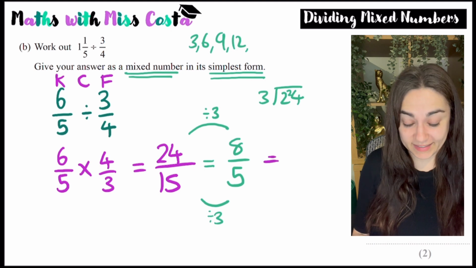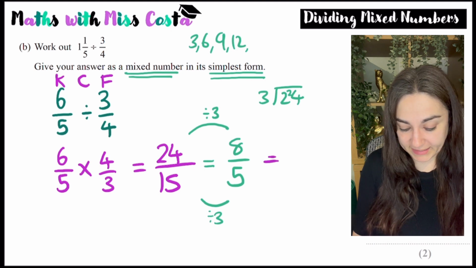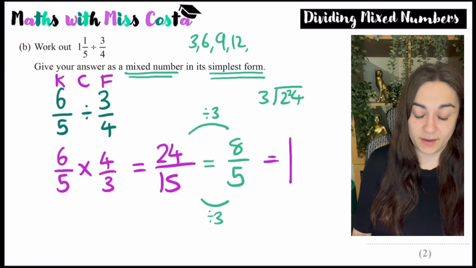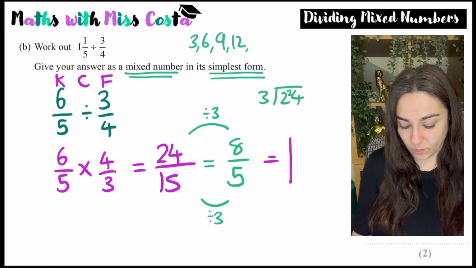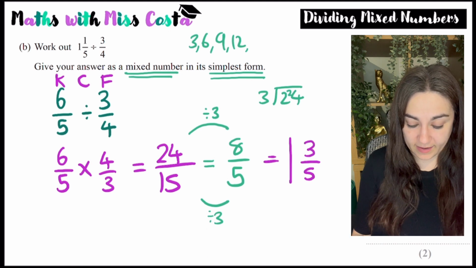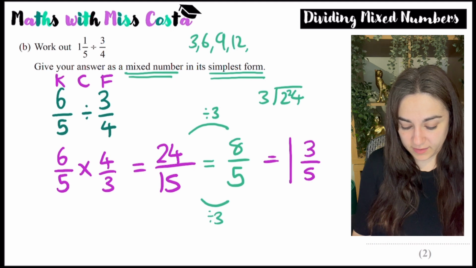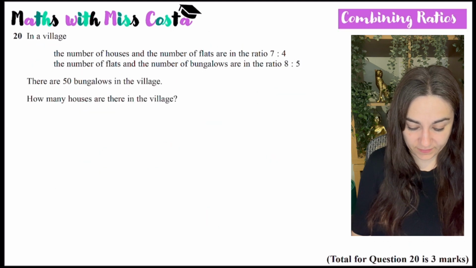So now I need to turn this into a mixed number. So I say to myself, how many times does 5 multiply into 8? That's 1. And I've got 3 left over. So I'd say that's 1 3/5.